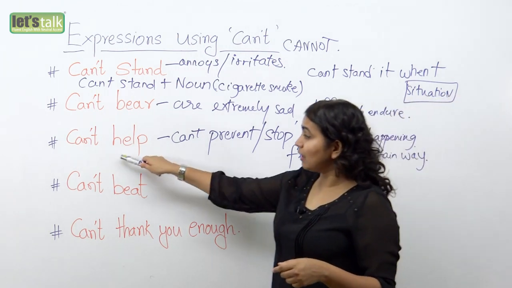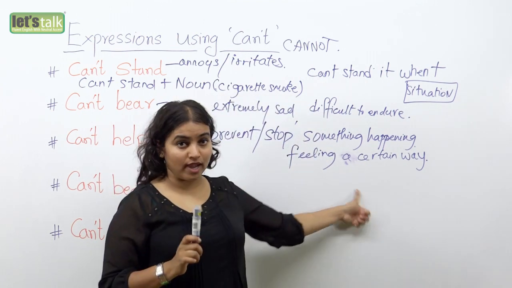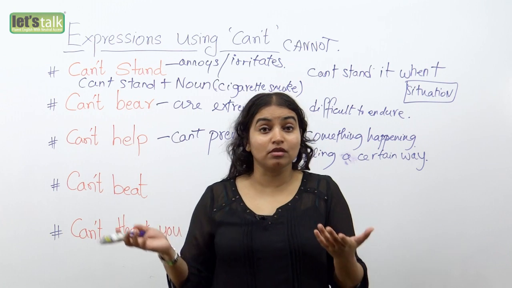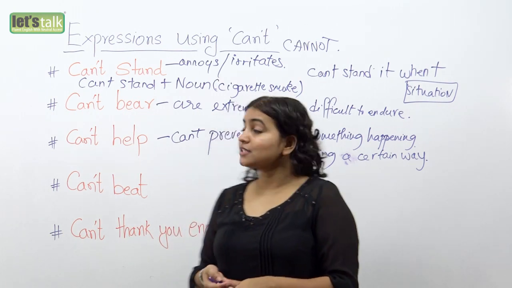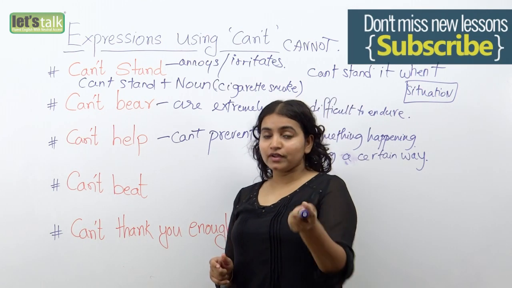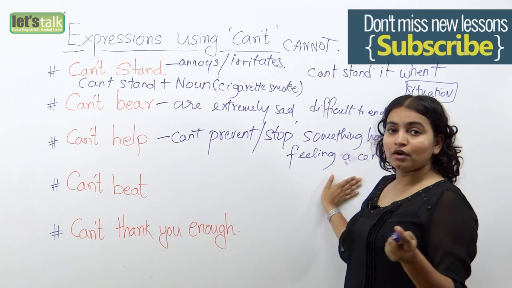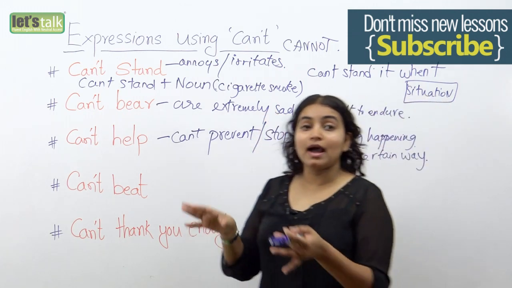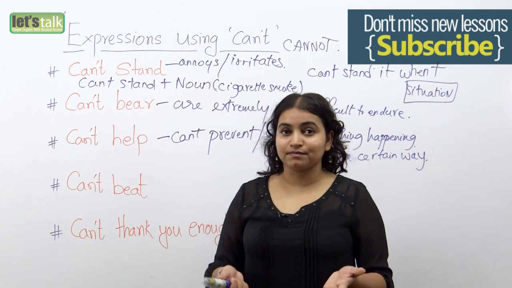But if you can't help feeling a certain way, you can say something like, the boy couldn't help falling in love with the girl because she was very beautiful, right? So can't help is basically used when you are talking about a feeling that you can't really do anything about, or a thing from happening which can't be stopped, all right?